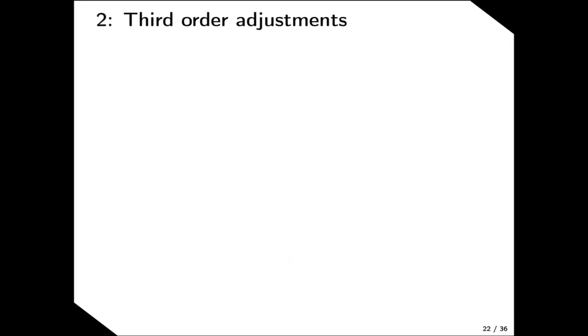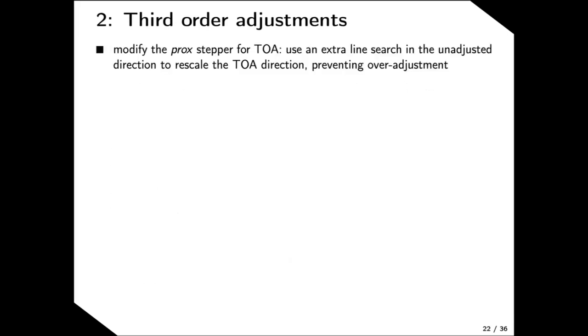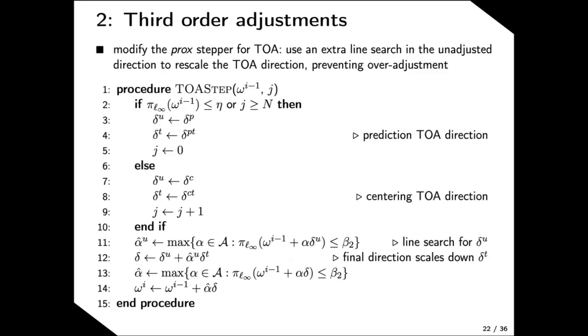Our second enhancement incorporates the third order adjustments. So we modify that prox stepper that we just introduced by using an extra line search in the unadjusted directions. And we use that distance to rescale the TOA direction, scale it down, preventing over adjustment. So this is what it looks like. We compute delta U, which is the unadjusted direction, and delta T, which is the TOA direction. And then on line 11, we do the line search in the unadjusted direction, delta U. On line 12, we form the final direction by adding delta U and a scale down of delta T. And then as usual, on lines 13 and 14, we perform the line search in that final direction and update the iterate.